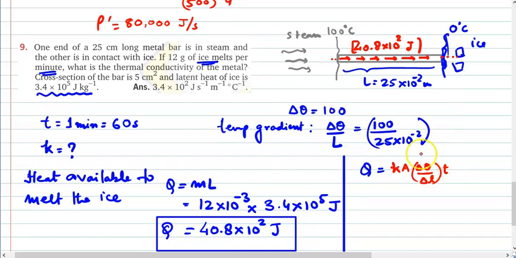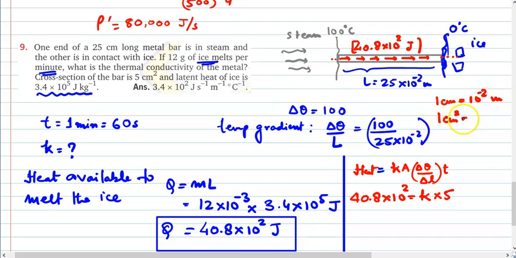This much amount of heat must have flown. How much heat has flown? 40.8 into 10 to the power of 2. K you have to find. What is the area of this? 5 centimeter square. Now again the conversion has come: 1 centimeter is equal to 10 to the power of -2 meter. It has to be squared, and since it is given in centimeter square, it becomes 10 to the power of -4 meter square. So I am going to put 5 into 10 to the power of -4 meter square.